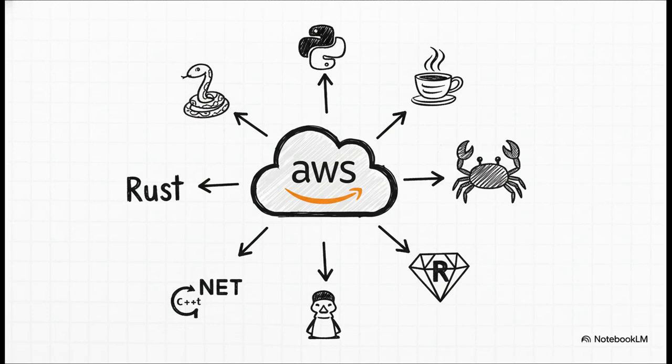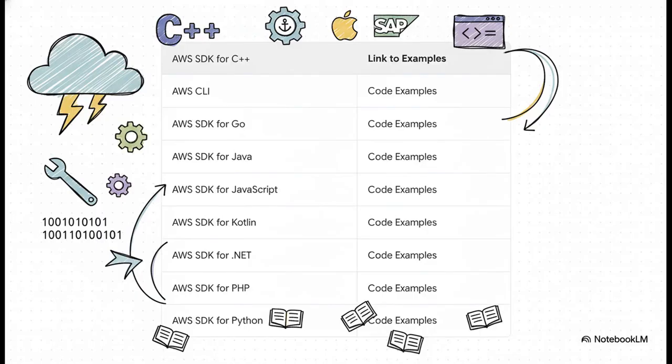And of course, we're talking about all the heavy hitters here. You've got Python with its famous Boto3 library. You've got JavaScript for all your web and Node.js stuff, Java, Go, .NET. The list just keeps going. The whole point is that AWS meets you right where you already are, in the language you already know and love. And the scope here is just huge.